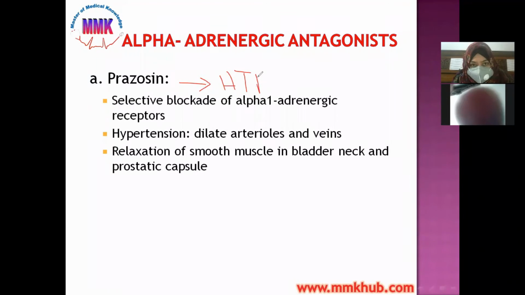as well as benign prostatic hyperplasia, right?